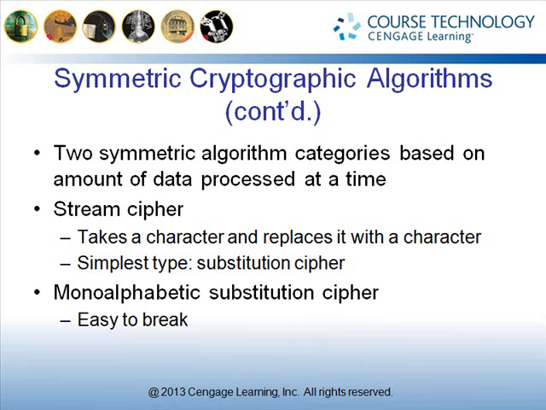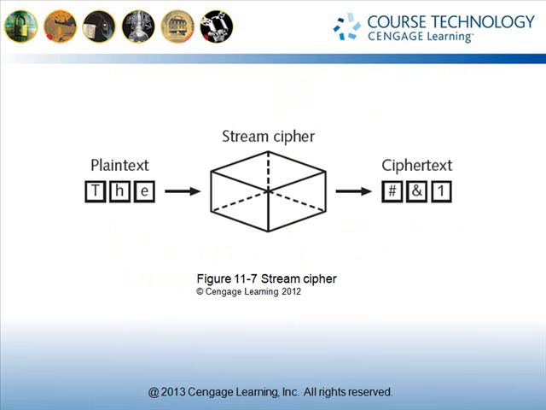Now, there are some different types of stream ciphers. There's something called a substitution cipher. There's something else called a monoalphabetic substitution cipher. This one is rather easy to break as well. Here's a figure that shows our stream cipher, where, as each character comes in, one corresponding character comes out.